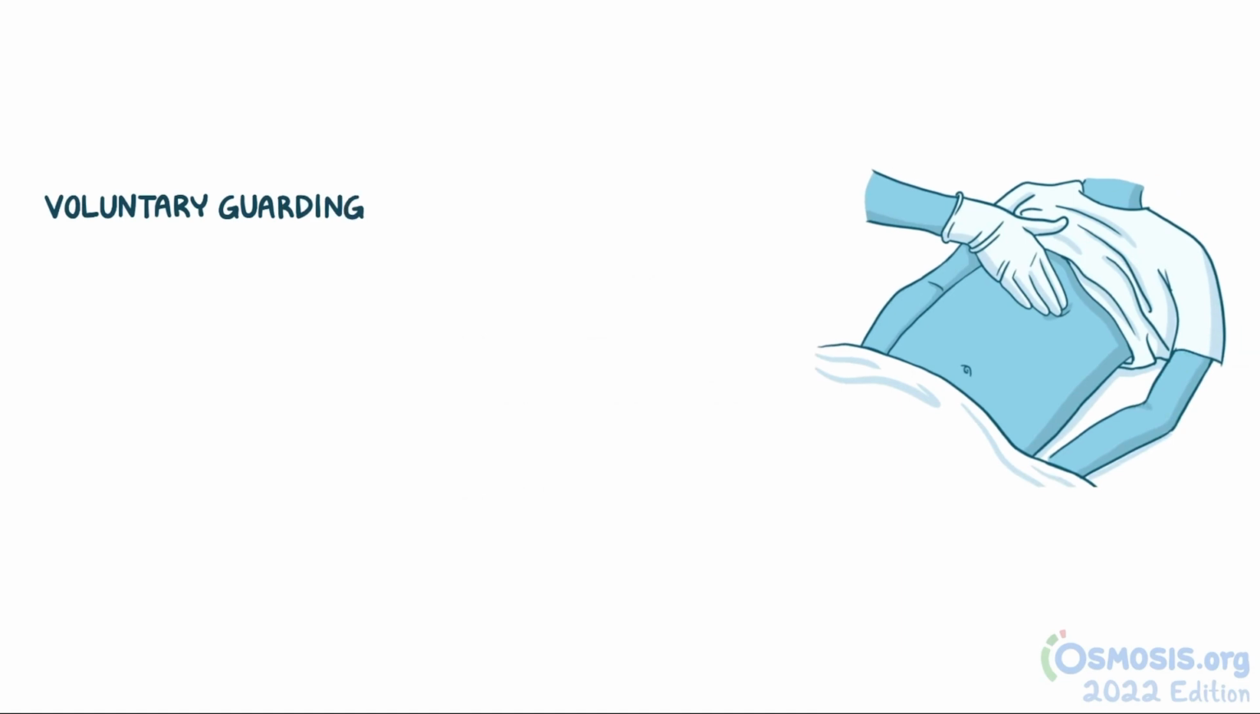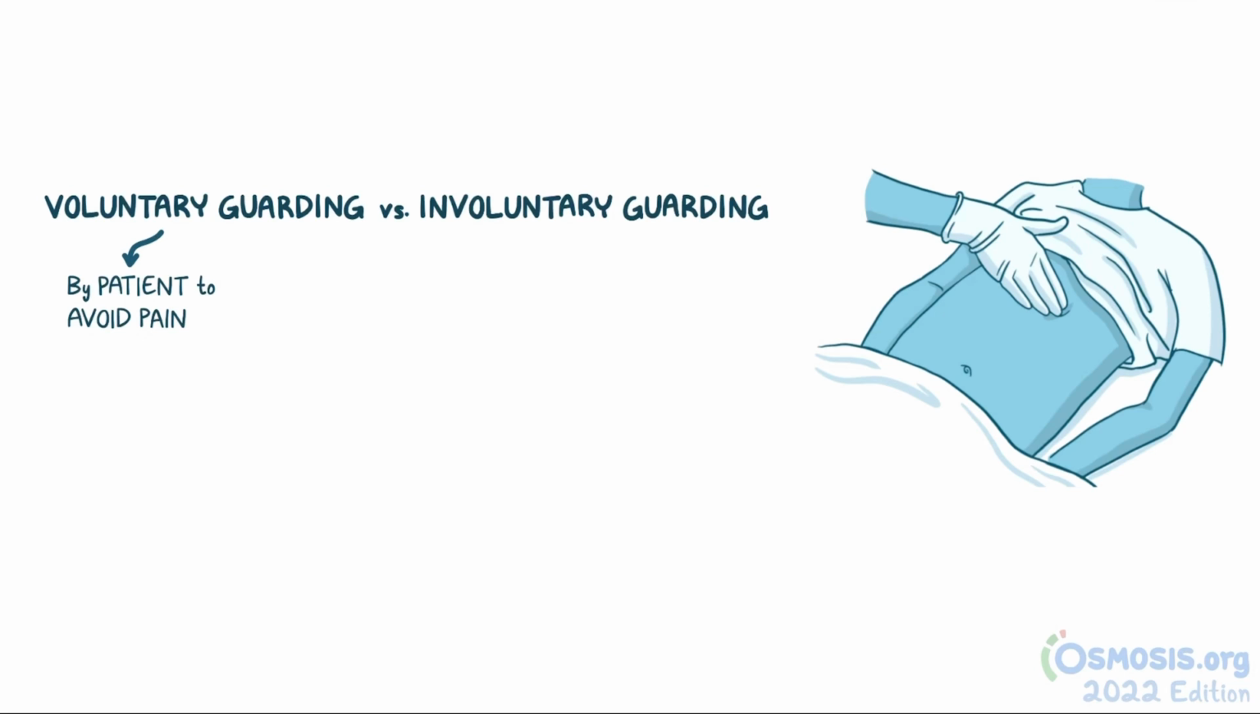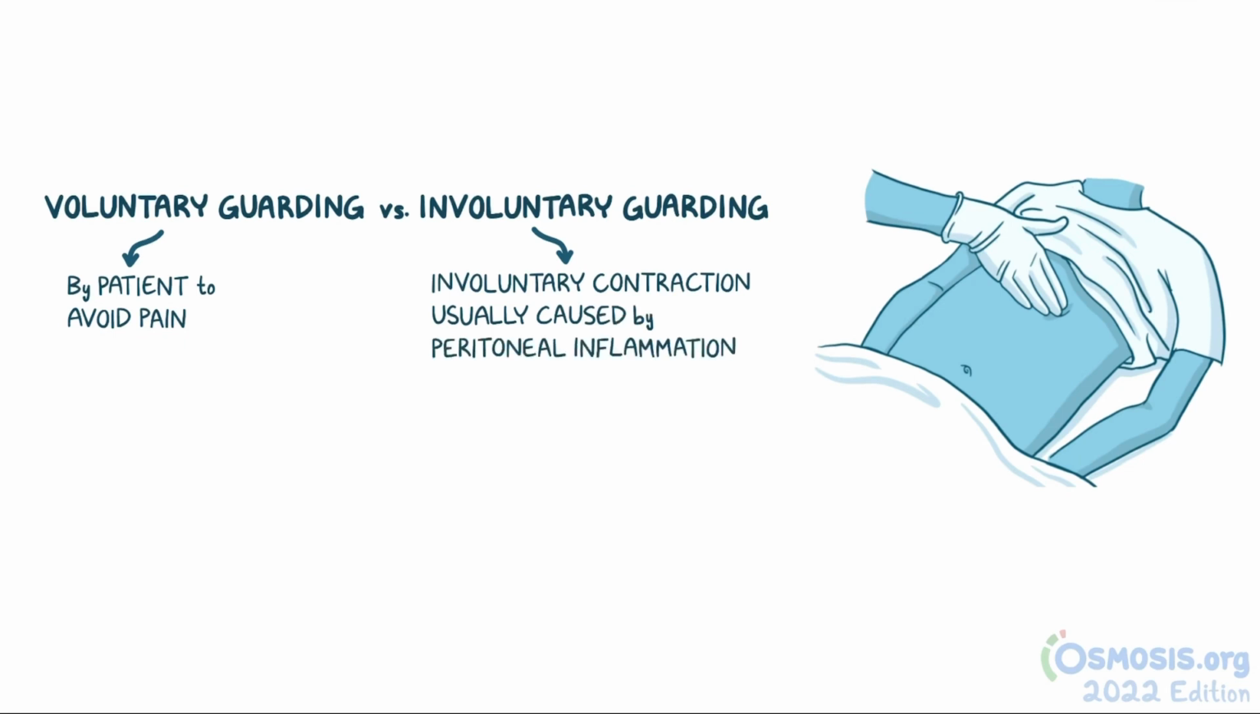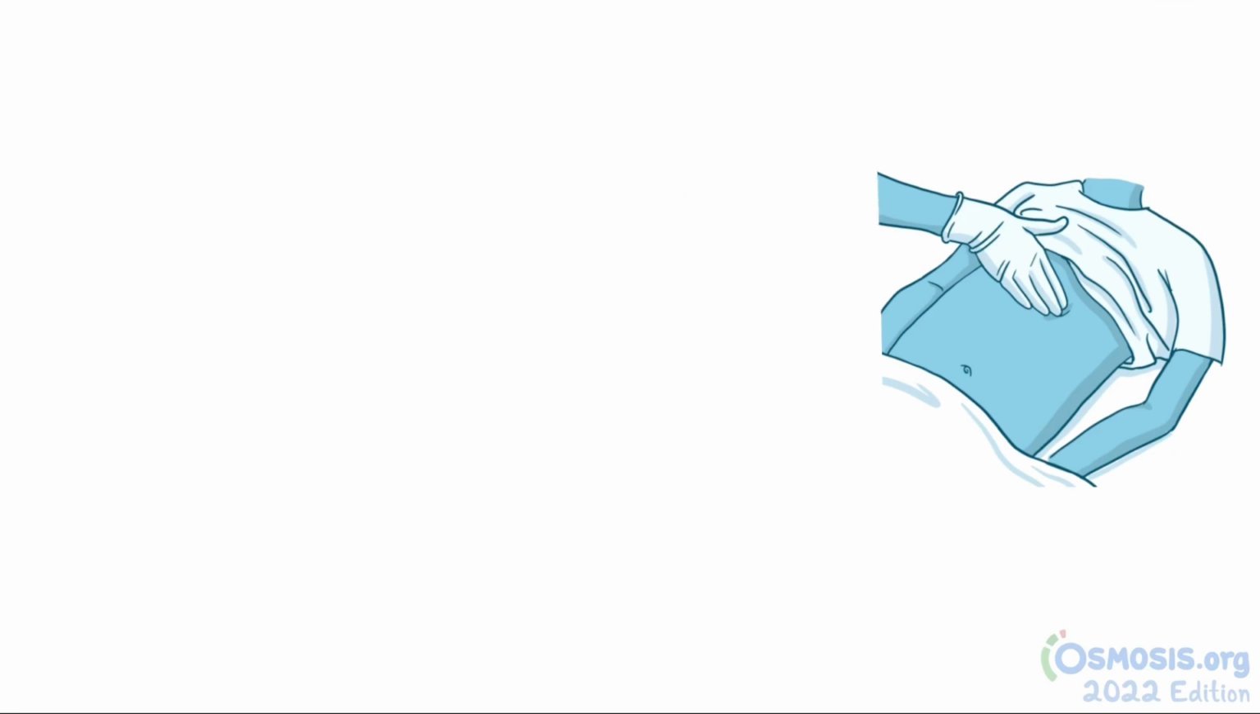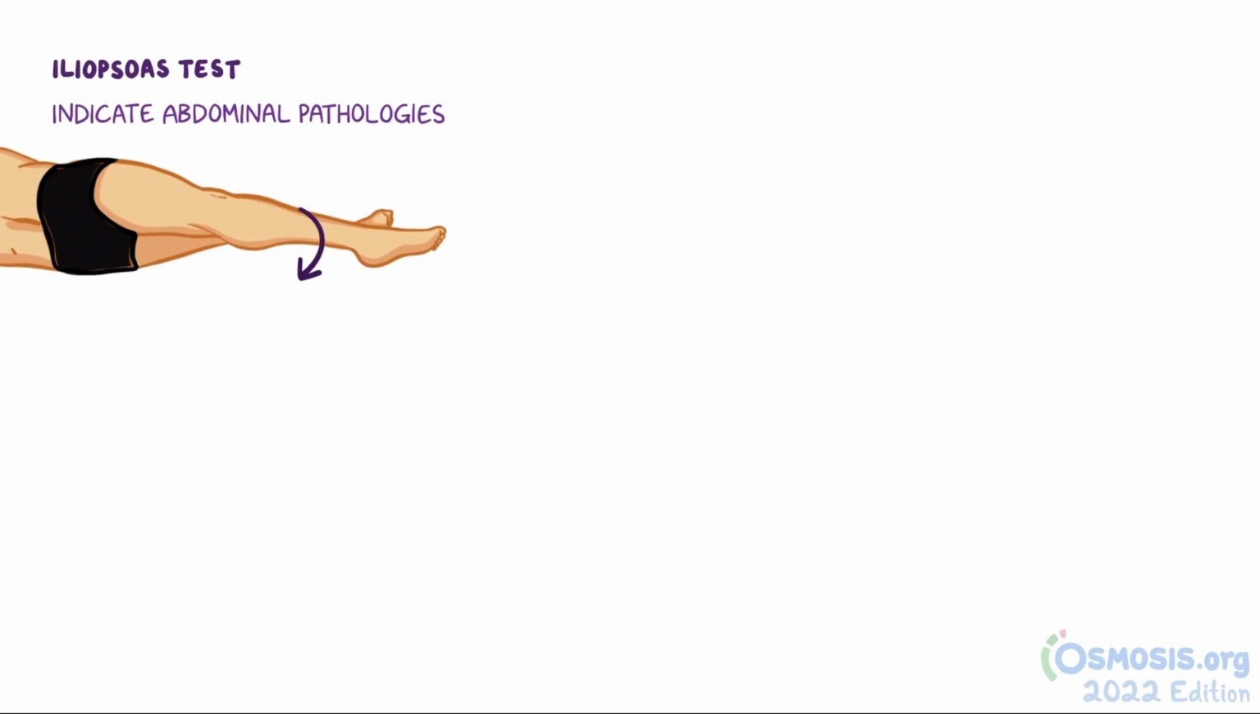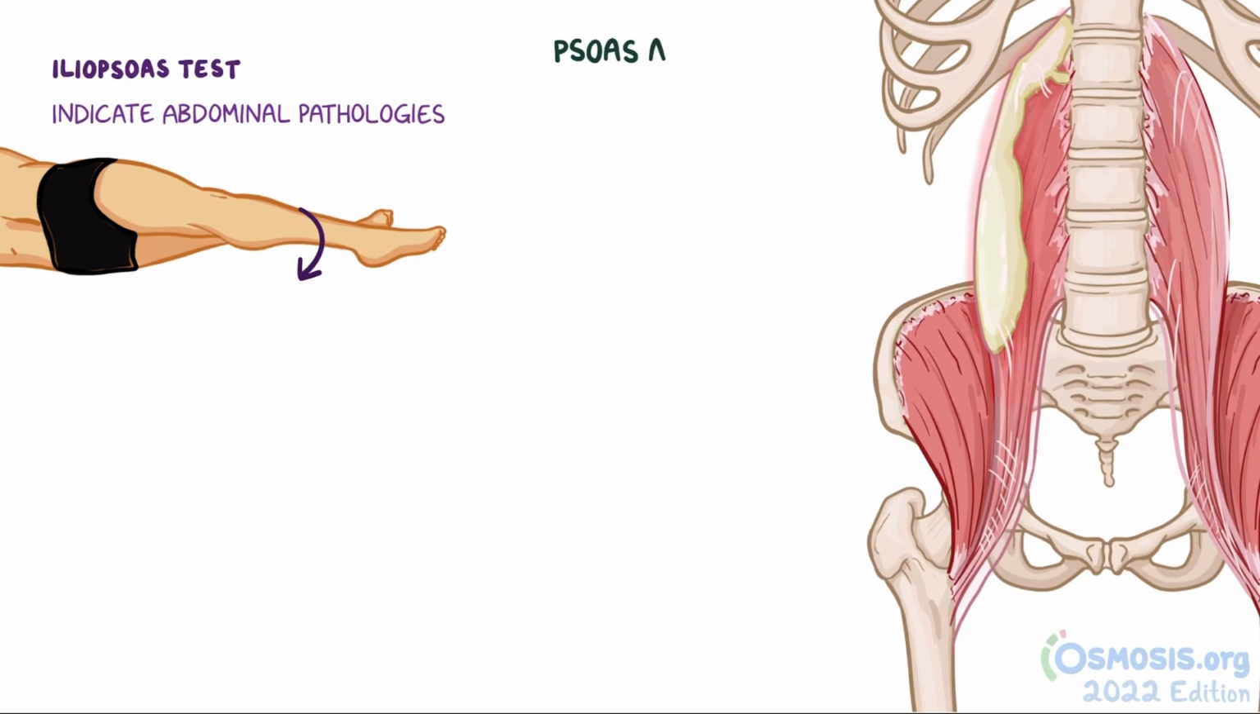Voluntary guarding is a voluntary contraction by the patient of the abdomen in order to avoid pain during examination and is usually diffused over the entire abdomen. Involuntary guarding, or rigidity, happens when there's involuntary contraction of the abdominal muscles, usually caused by peritoneal inflammation, and indicates an acute abdomen. The iliopsoas test can be used to indicate certain abdominal pathologies, such as psoas abscess, appendicitis, or irritation to nearby structures. A psoas abscess happens when there is a walled-off collection, typically pus-filled, found along the psoas fascia.